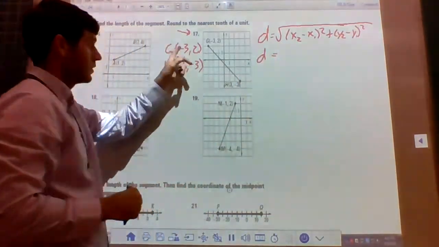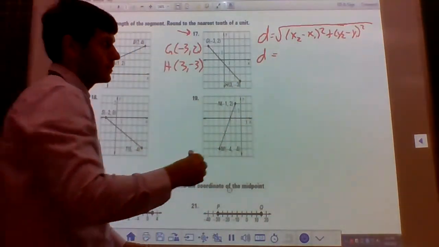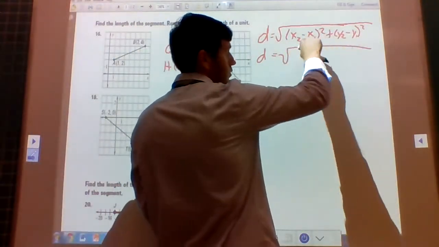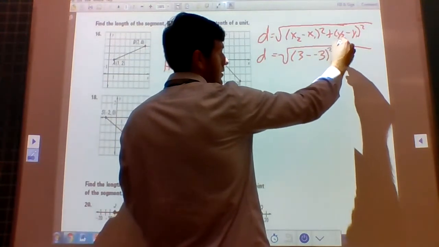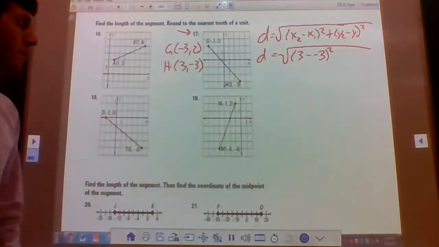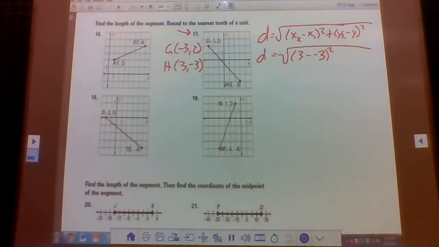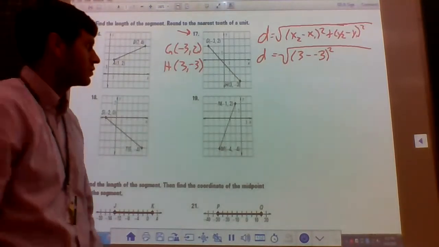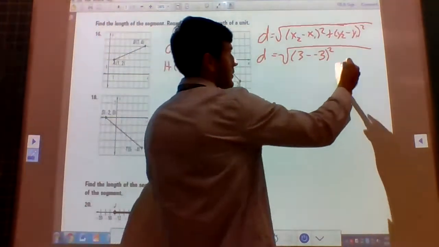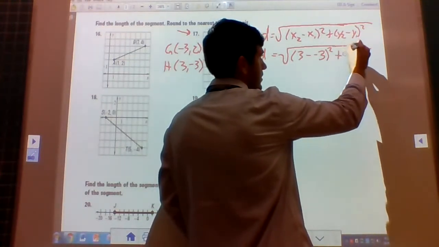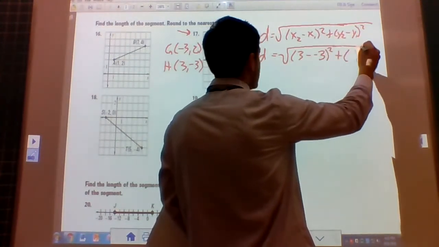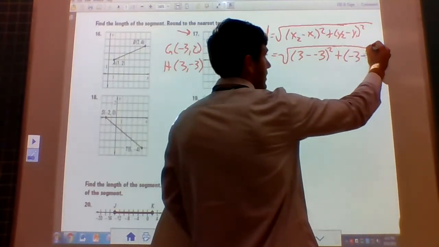The x values here are 3 and negative 3. We want to make sure our negative stays the same. Our subtraction side stays there. So let's do 3 minus negative 3. Our y's are negative 3 and 2. So let's do negative 3 minus 2. So plus. Make sure you bring everything down. Negative 3 minus 2 squared.